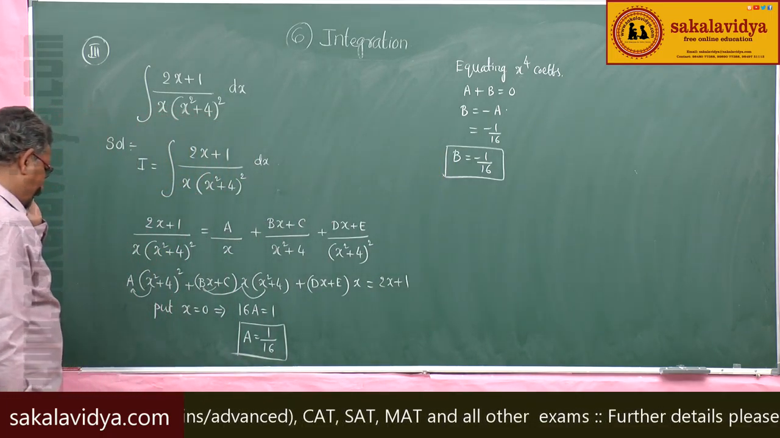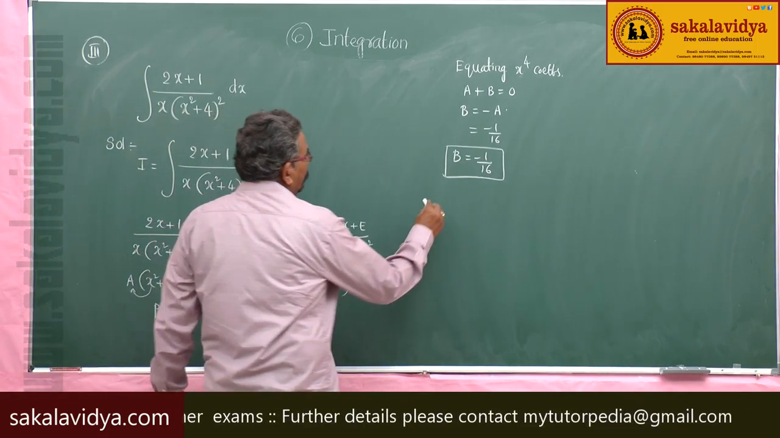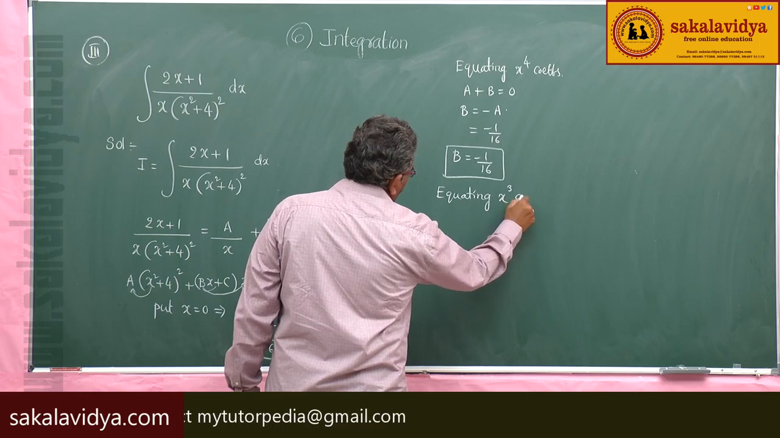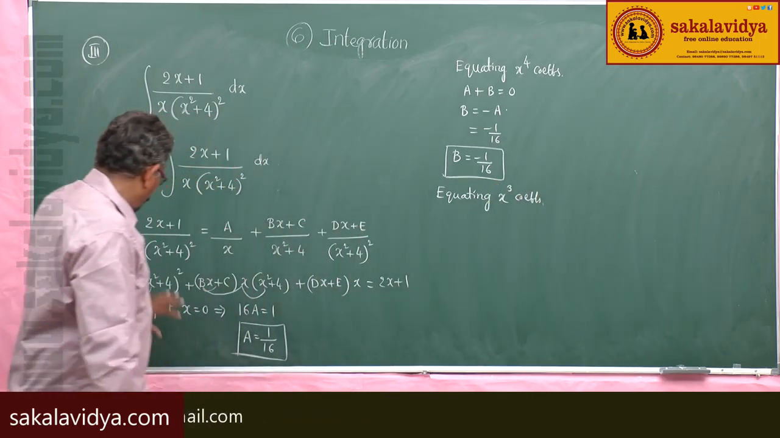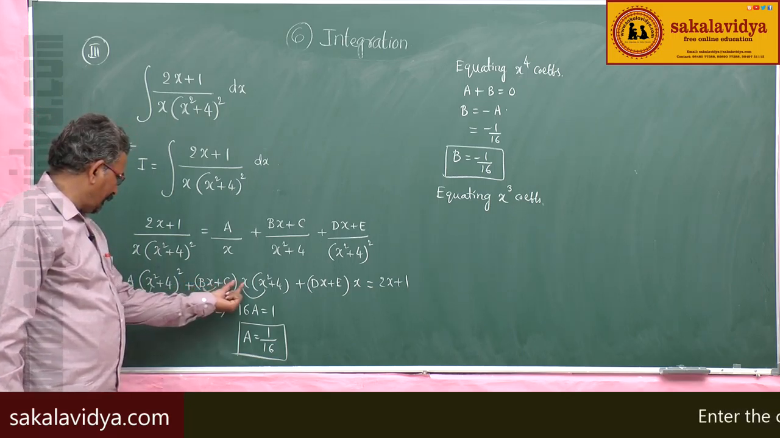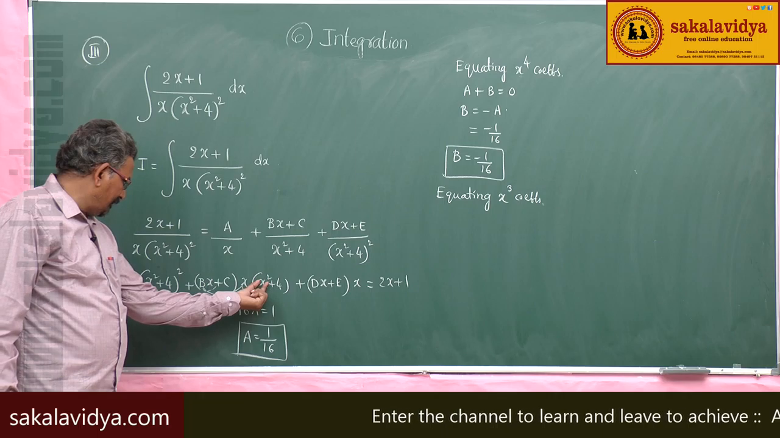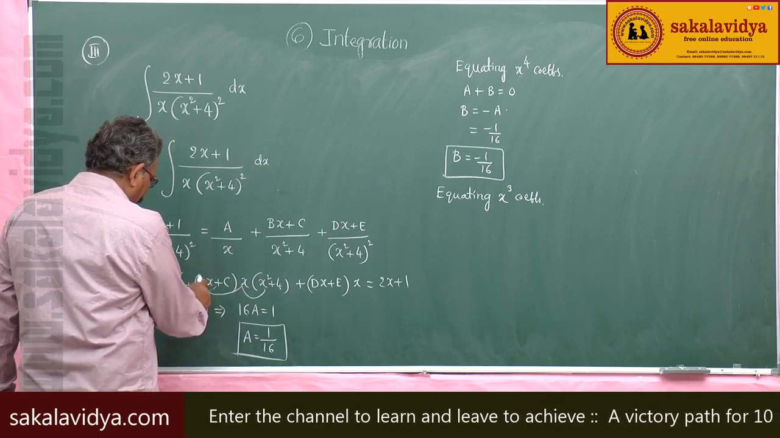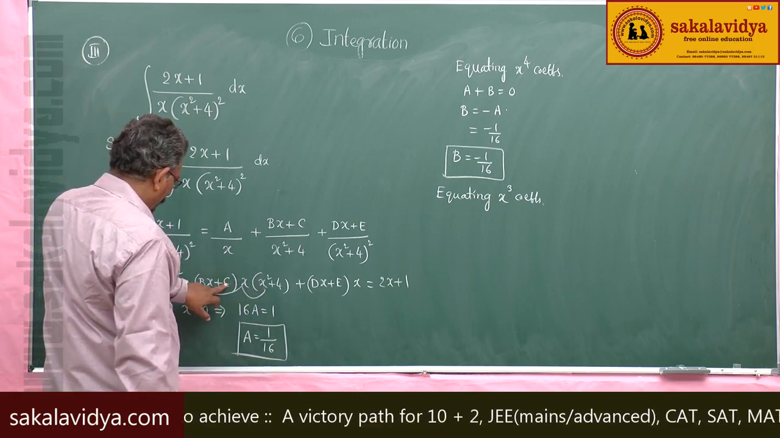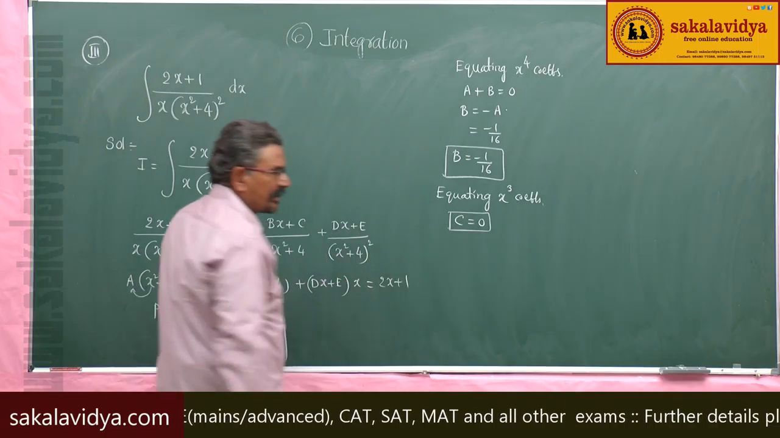Now, equating the x³ coefficient. Here we don't have any x³ term on the right side. Looking at the terms, Bx times x gives Bx², and Cx² times x gives the x³ term, so C equals 0, since the x³ coefficient is absent.